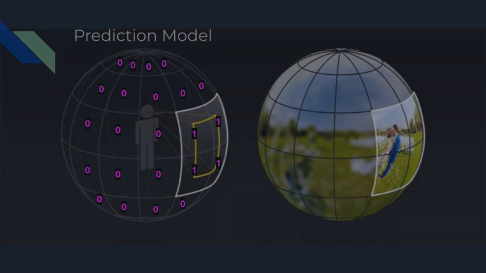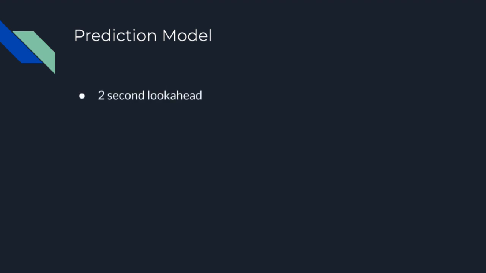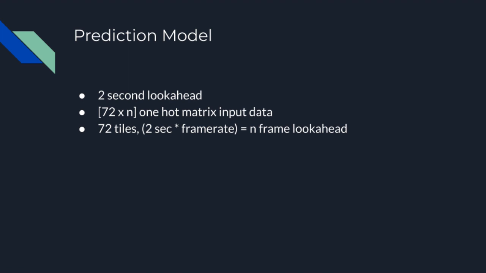For this prediction model, they determined that a 2-second look ahead is actually sufficient. This is a lot more than the previous model, but it makes sense because this method is a lot less robust. Predicting the general field of view based on large tiles is less intensive than getting the exact angles. The data inputted into the model is a 72 by n one-hot matrix. So that's 72 tiles, and n is the frame look ahead, so the 2-second look ahead multiplied by the frame rate. And again, the matrix contains ones and zeros, which represents each individual field of view.